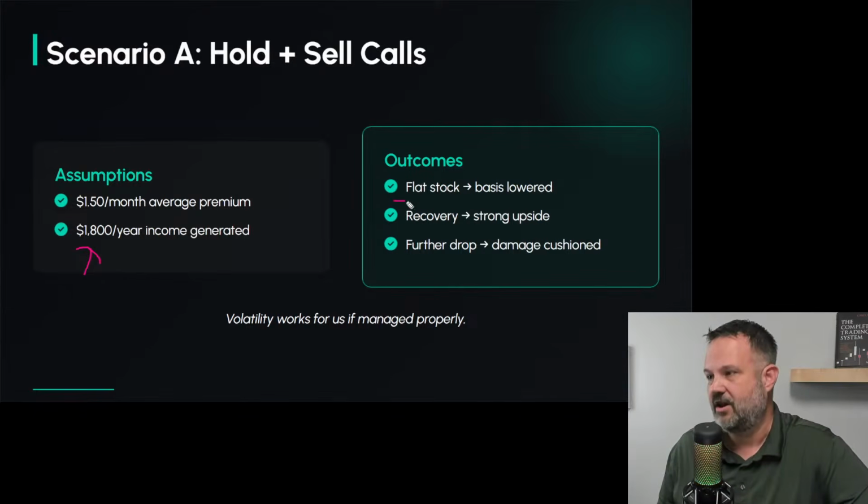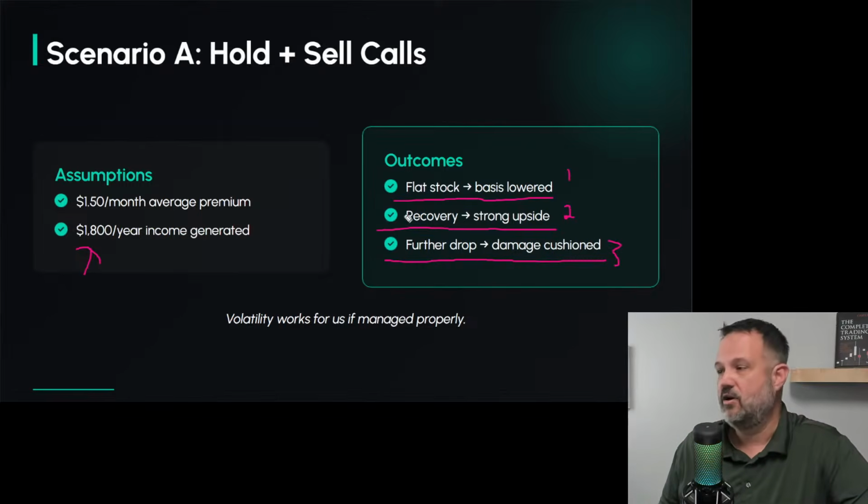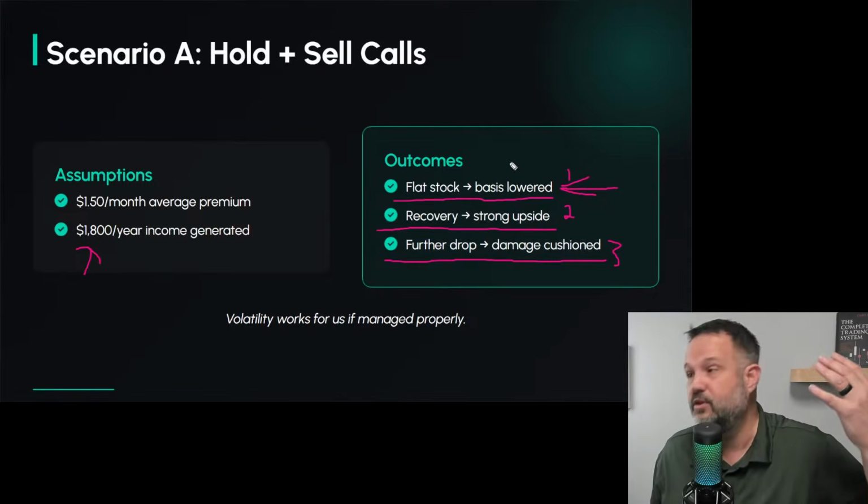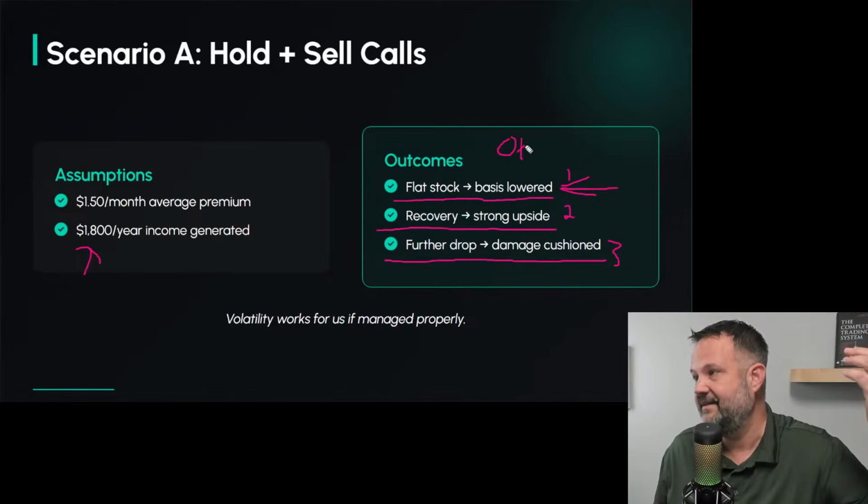So if the stock stays flat, what happens? Well, our cost basis comes down. There could be a recovery and a strong upside, or a further drop. So these are the 3 different things that can happen: 1, 2, 3. If we're generating $1,800 a year in option 1, what does that mean for us? Well, first of all, I'm good with that. That's a very good outcome.